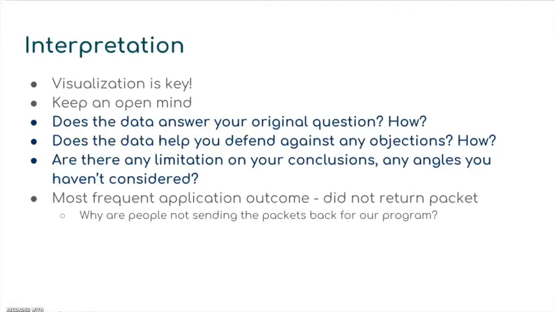Although your goal is ultimately to answer your initial question, it is important to keep your mind open when interpreting the data. You probably already have a hypothesis about what the data is going to tell you, but I really strongly urge you not to fall into confirmation bias. With that being said, some important questions to consider when interpreting your data are: does the data answer your original question? How? Does the data help you defend against any objections? How? And are there any limitations on your conclusions or any angles that you haven't yet considered?